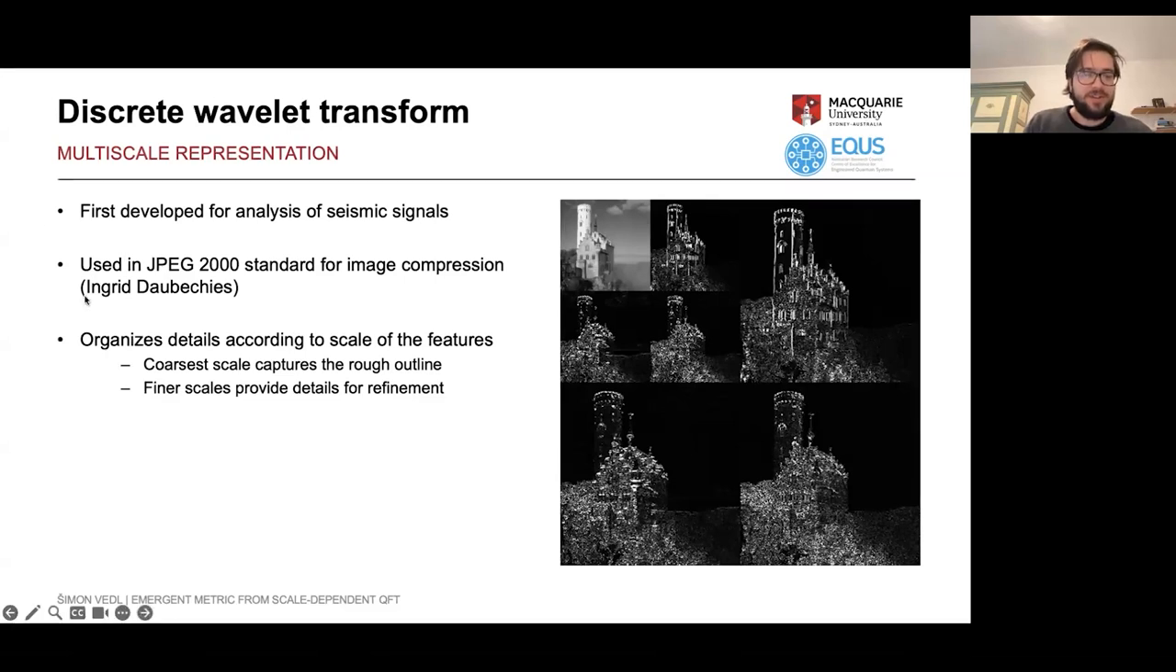I wanted to mention one of the biggest names in wavelet analysis, Ingrid Daubechies, who developed a lot of the maths for wavelets, and there are lots of interesting applications. I think she even managed to find out how to use wavelets for art restoration. A lot of interesting applications.